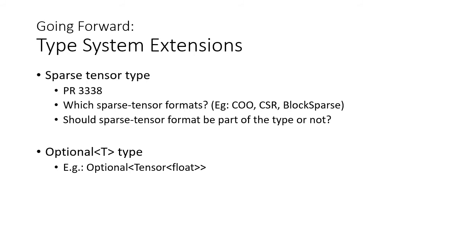And the second type extension is to introduce an optional type constructor. So we can, for example, have inputs that are optional tensors. This is a fairly straightforward proposal and should be an easy change.